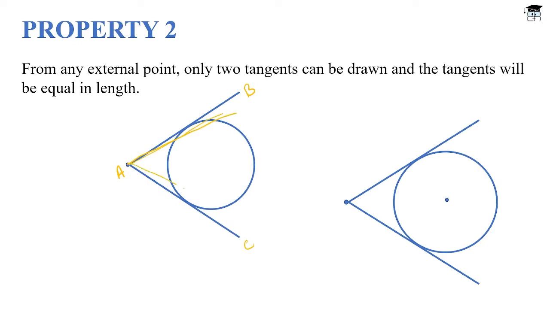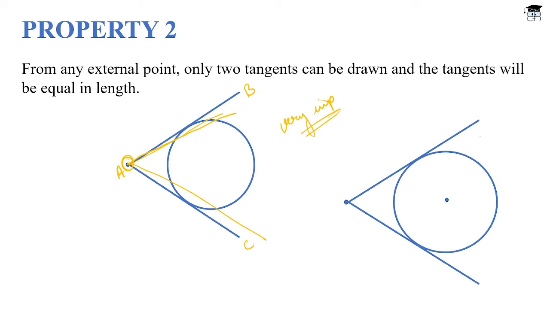No, I cannot, because from point A only two tangents can be drawn. We cannot draw three tangents here. So this is the second property, and it is a very important property. This figure is a very important figure in geometry, so we'll focus a bit more on it.